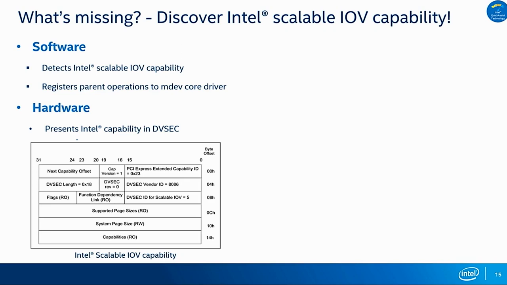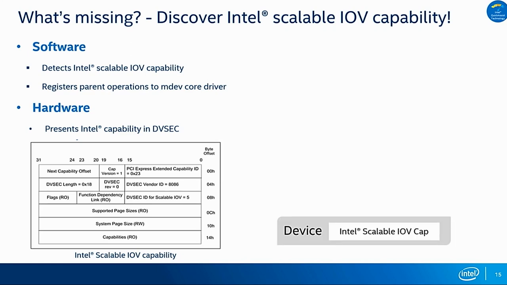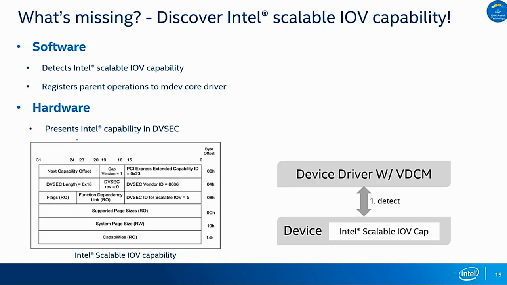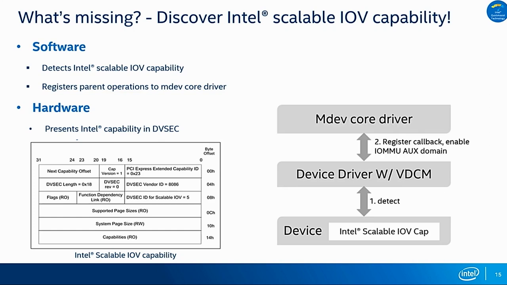Okay, so we're still missing something. We still need to discover the scalability capability and present this to the mediated core driver. So how does that happen? Firstly, the device should present the entire scalability capability, and the device driver with the VDCM should detect this capability and register the parent operations to the mediated core driver.